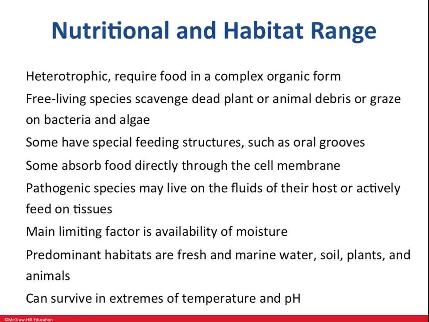The protozoa are heterotrophic. That means they can get food in a wide variety of substrates. They can eat dead plants, animals, or bacteria and algae. Some have specific feeding structures, like oral grooves. Some can directly absorb the food through the membrane. Pathogenic species live on the fluid of their host, like they feed on the tissues. Like the amoeboid, they live in the intestine of humans and cause intestinal infections.